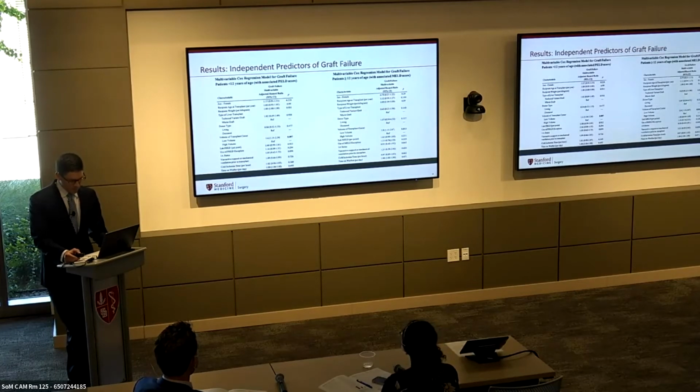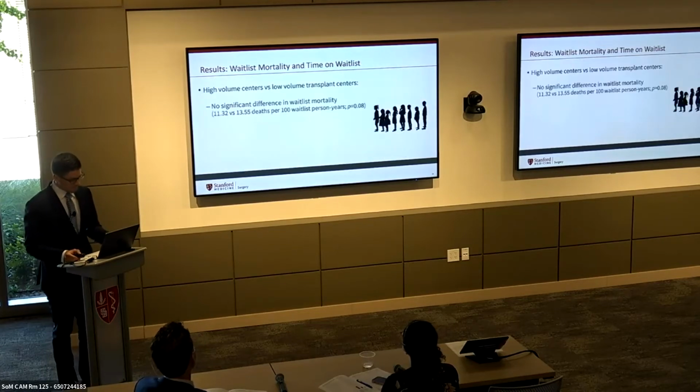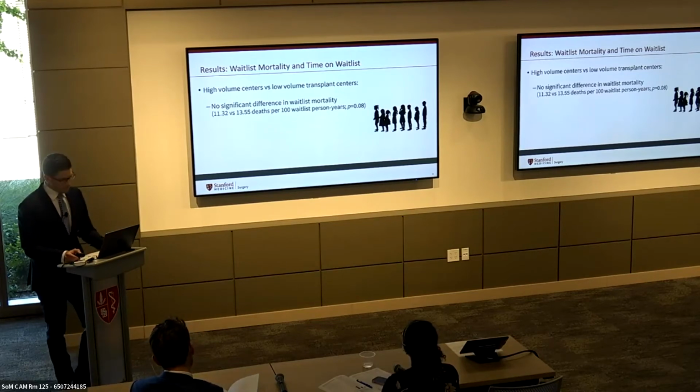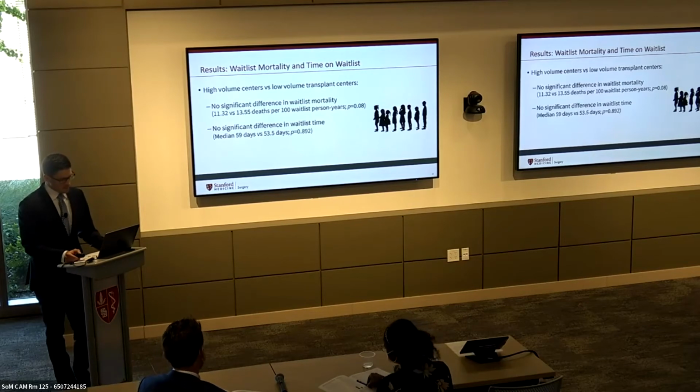In our Cox proportional hazards analysis, receiving a liver transplant at a low volume center was the only covariate significantly associated with graft failure. This relationship was observed both in patients less than 12 years of age with an adjusted hazard ratio of 1.6, and in patients 12 years of age or older with an adjusted hazard ratio of 1.8. Waitlist mortality of pediatric liver transplant candidates added to the waitlist during the study period was similar at high and low volume centers. And there was no significant difference in waitlist time of transplanted patients between the two groups.